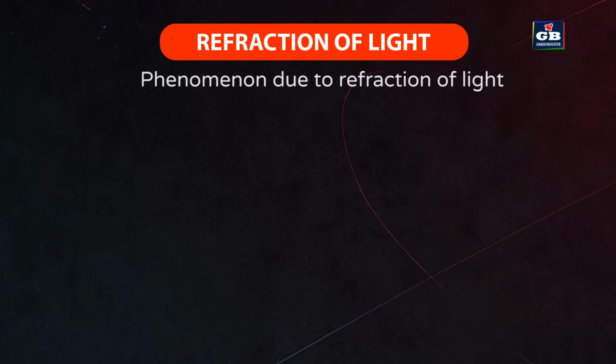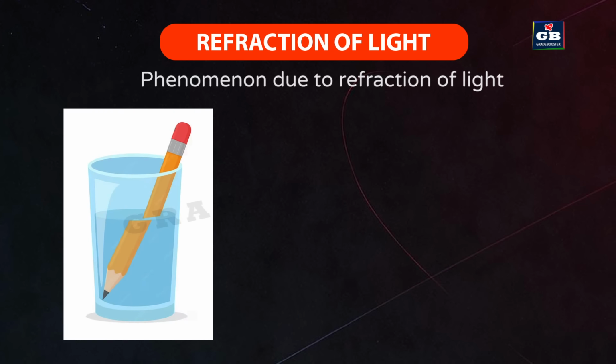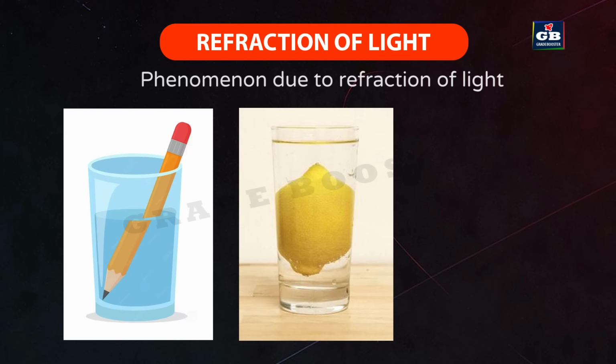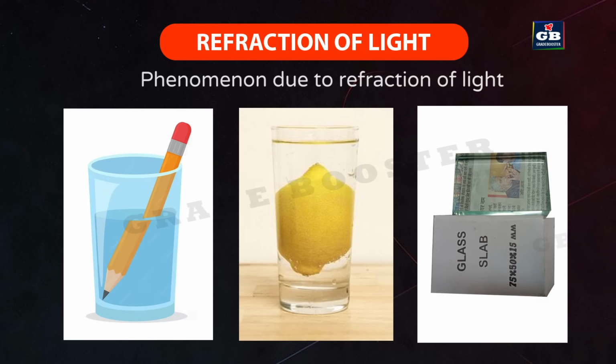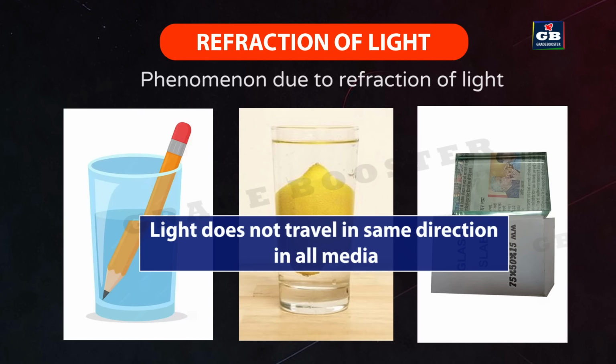In our day-to-day life, we see different phenomena like a pencil appearing displaced when it is partly immersed in a glass of water. In the same way, a lemon kept in water in a glass tumbler appears to be bigger than its actual size. The letters appear to be raised when seen through a glass slab placed over them. These are all because of refraction of light. These observations tell us that light does not travel in the same direction in all media.